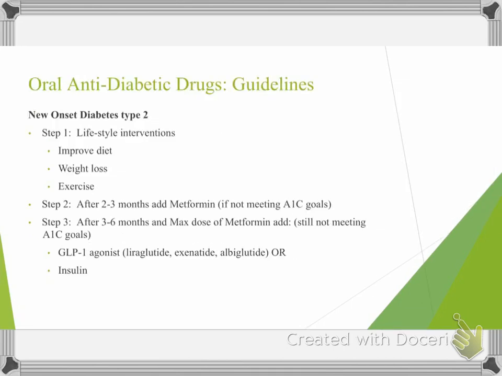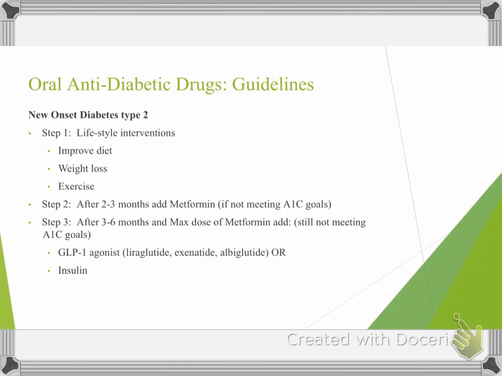So oral anti-diabetic drugs, the guidelines. So if a patient is a new onset diabetic, type 2, the first step is lifestyle interventions. They want them to improve their diet, weight loss, and exercise. After 2 to 3 months, if they're still having high glucose levels, then we're going to add metformin. If they're not meeting the A1C goals, which we said was less than 7, basically 6.5 or greater.